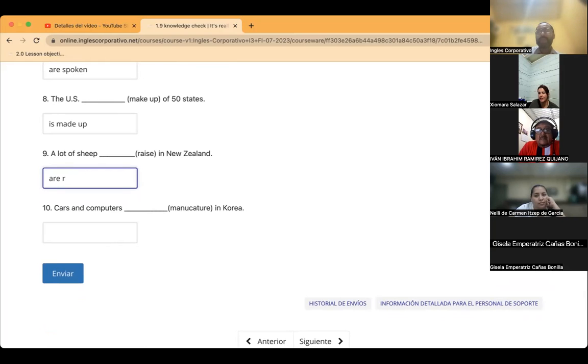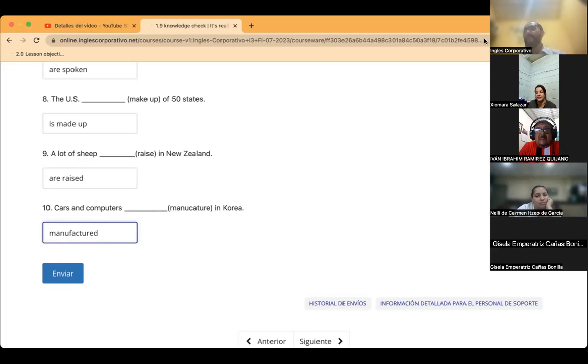A lot of sheep are raised in New Zealand. Okay, nice. Good. A regular verb. And the last one, cars and computers. Are manufactured.